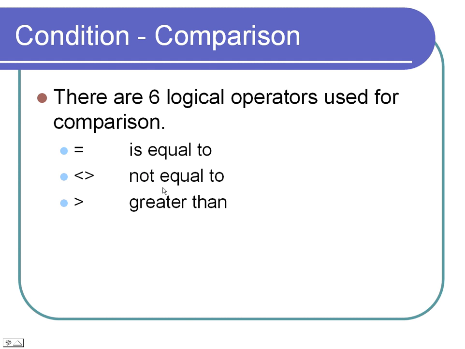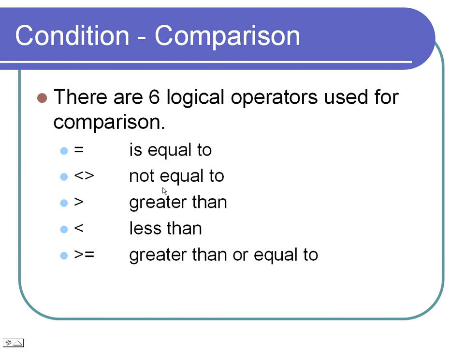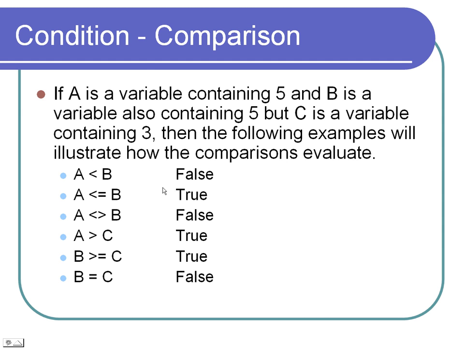The greater than symbol is checking to see if something's greater than. We have less than, of course. Then we put two symbols in a row: greater than or equal to, and less than or equal to.